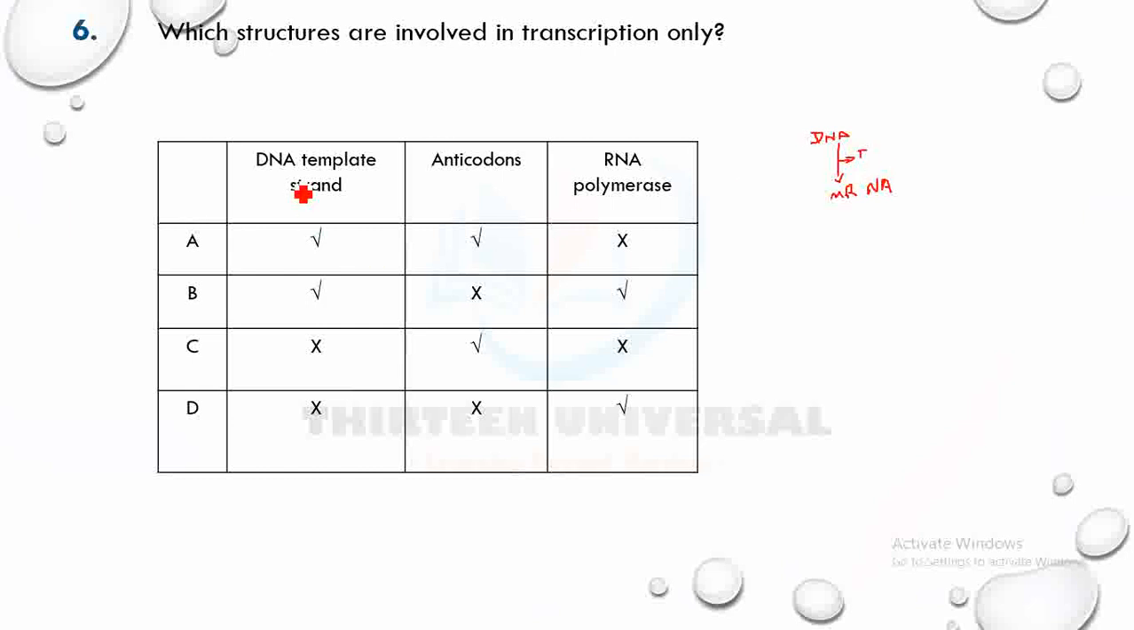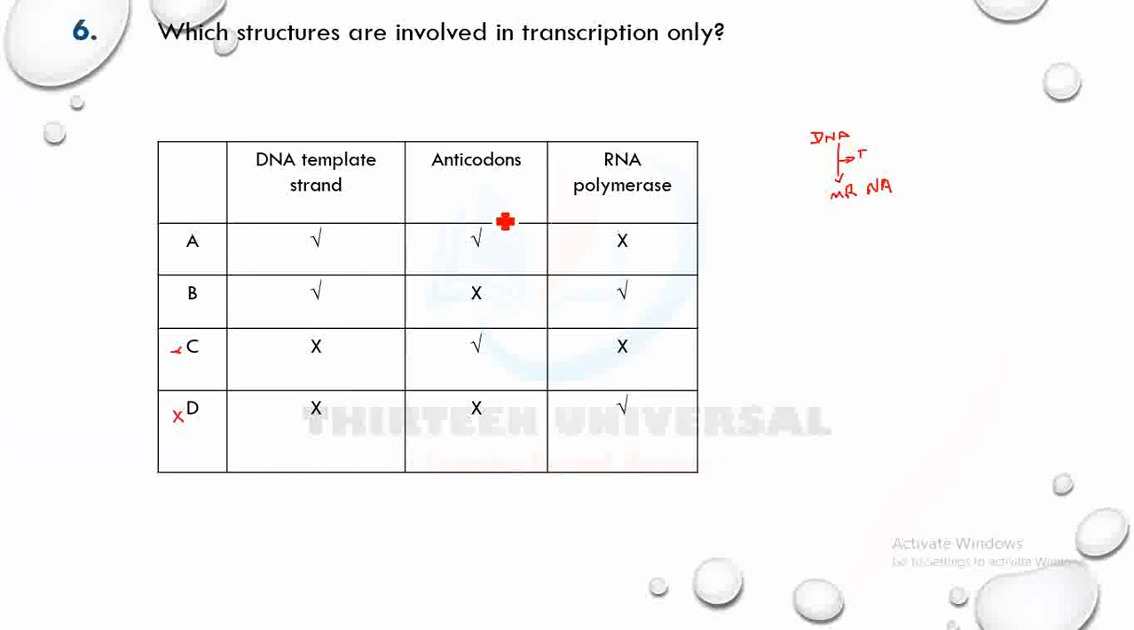So DNA. Meanwhile, pause the video and try it. I've given you a clue: DNA template strand. Yes, it's going to be used. So we eliminate C and D because DNA must be used as a template strand. So we are zeroing in on A and B.